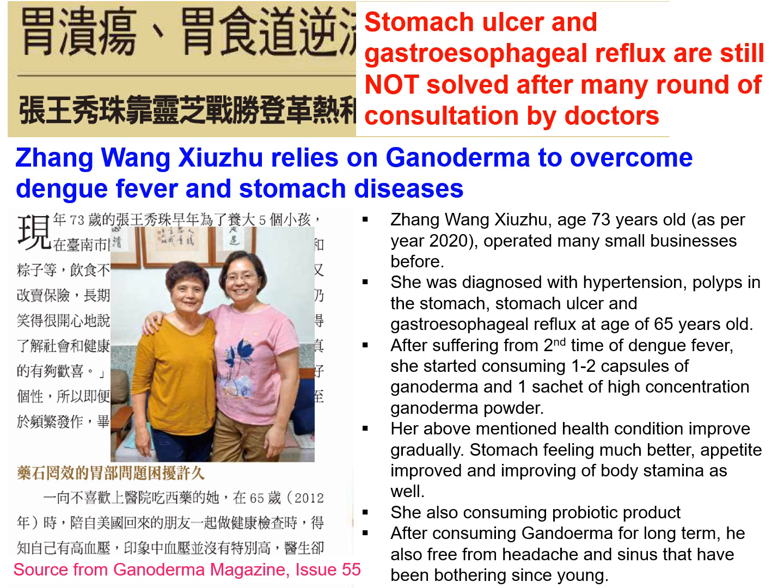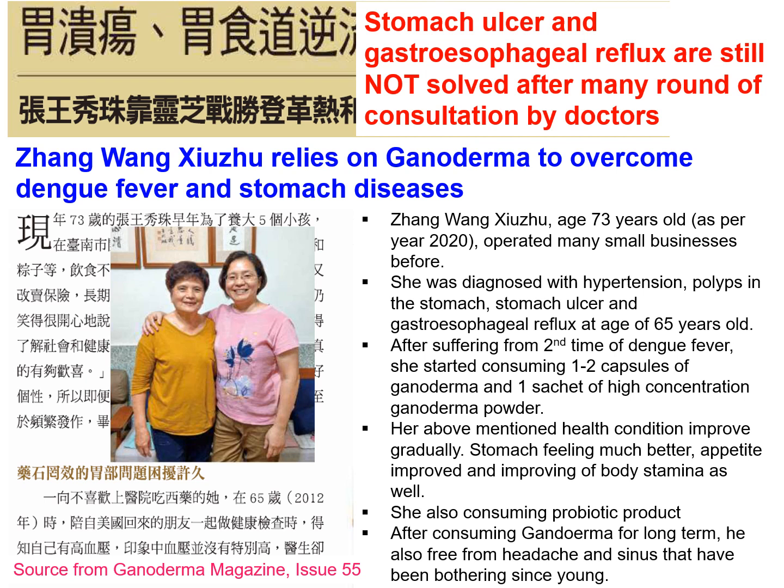She also had dengue fever 2 times. After the second time, she worried, so she started taking 1 to 2 capsules of linzer and 1 sachet of high concentration linzer powder. Her reflux problem started to improve gradually. Her stomach felt much better, and her appetite improved, as well as her body stamina. She also included the probiotic together with linzer.